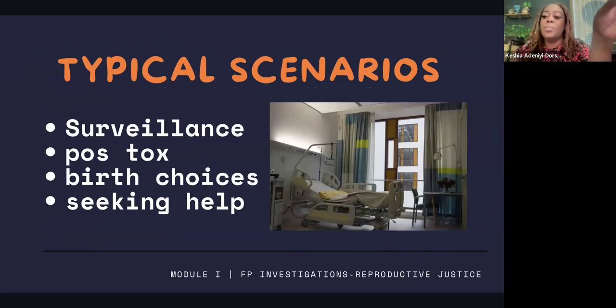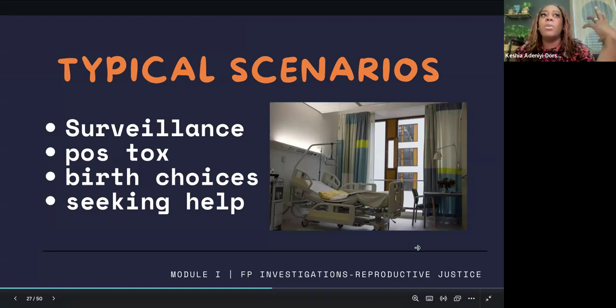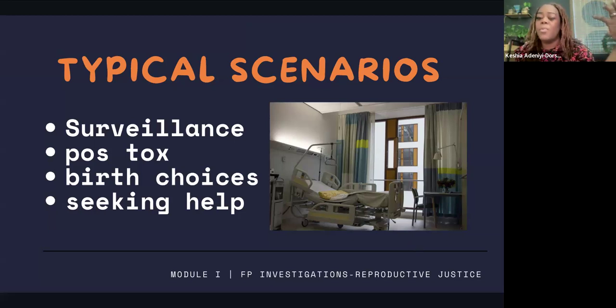So now I want to talk about the typical scenarios in regards to the calls to the hotline that we see in the context of reproductive justice and family policing. And you'll see here I put a graphic of a hospital bed, right?